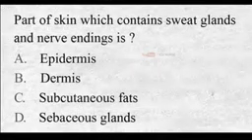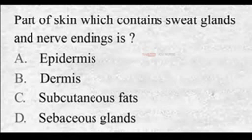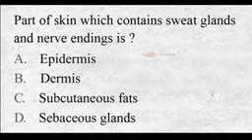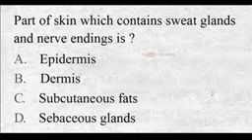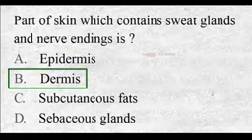Part of skin which contains sweat glands and nerve endings is A. Epidermis, B. Dermis, C. Subcutaneous fats, D. Sebaceous glands. And the correct answer is B. Dermis.